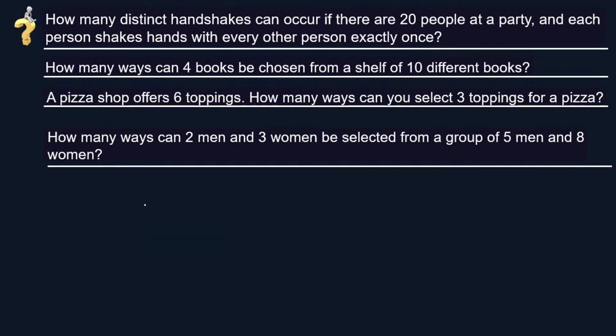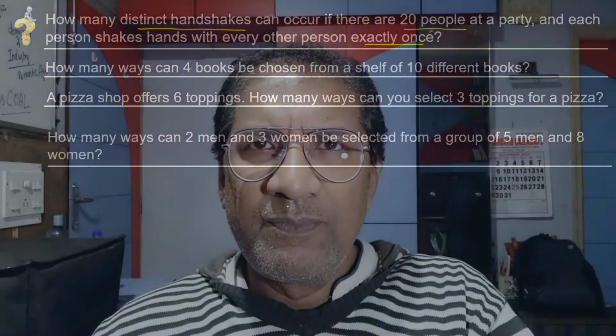See this question. How many distinct handshakes can occur if there are 20 people at a party and each person shakes hands with every other person exactly once? So there are 20 people. Now, if we know how many ways there are of selecting 2 people out of these 20 people, then every selection of 2 people will give only 1 handshake. So the number of such handshakes is equal to the total number of ways of selecting 2 people out of the 20 people given.